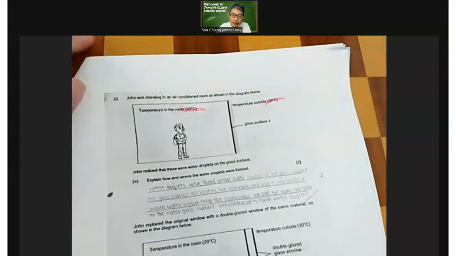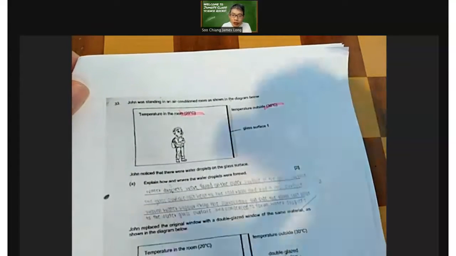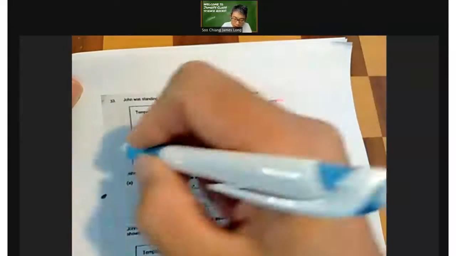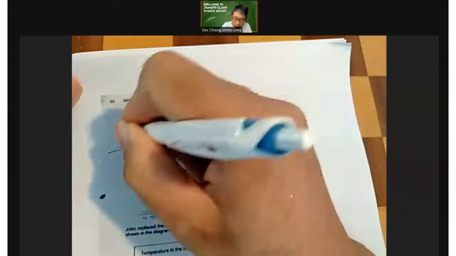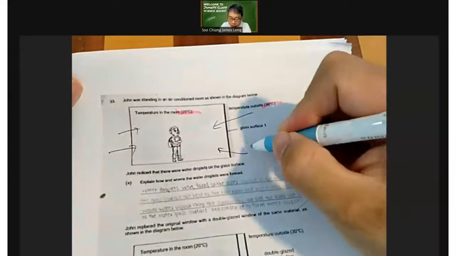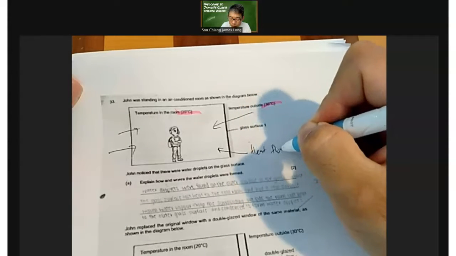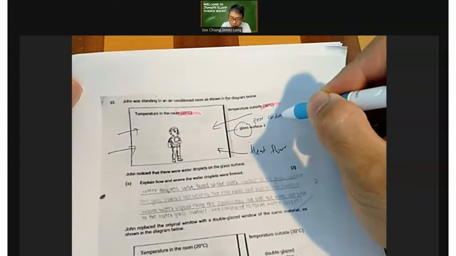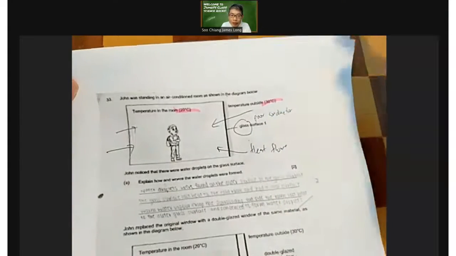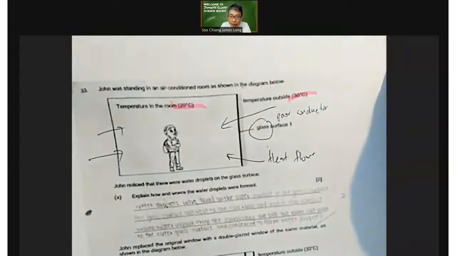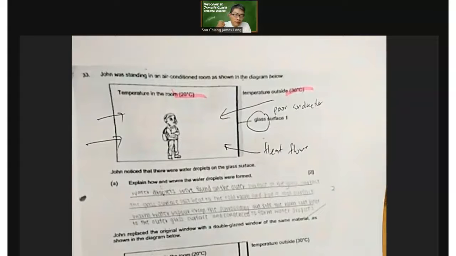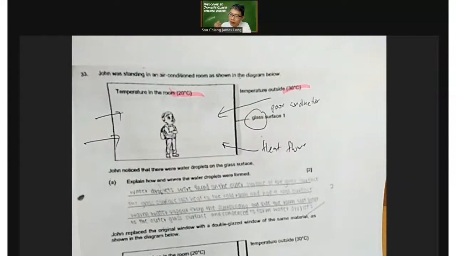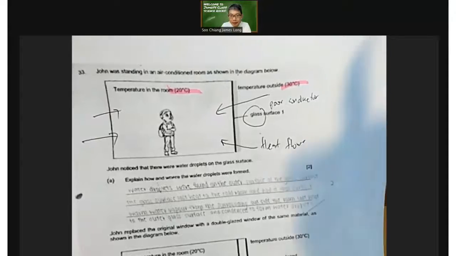As you know, heat flows from an area of higher temperature to a place of lower temperature. So there will be heat flow from outside into the inside, in this direction. And you know that glass is a poor conductor of heat, so that will reduce the flow of heat. Of course, right now I'm not sure what the question is asking. Is it about heat flow? Is it about condensation? I'm not quite sure yet, so I'm just thinking aloud.